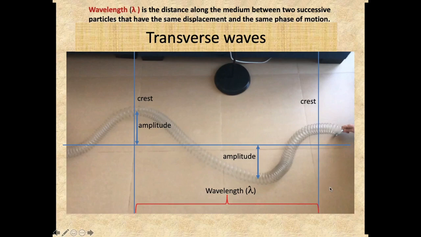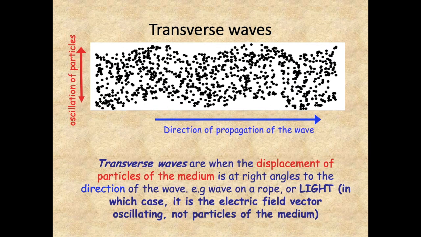Obviously, this is not a perfect waveform because I was moving the slinky by my hand, and also there is damping. So you expect to have some energy loss due to the friction with the floor. Here's another image to show transverse waves. You can see that the oscillation of particles is vertical, while the wave is seen to be moving towards the right. So here's the formal definition.